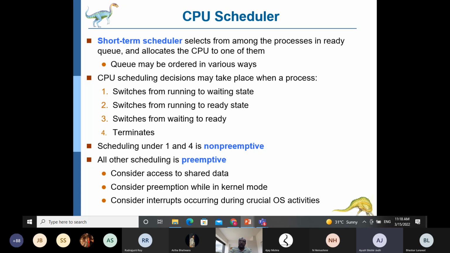So therefore, the process is leaving the CPU, again here also voluntarily. So a new process is required to execute. Out of these four cases, case one and case four are the ones where the scheduling is going to be non-preemptive scheduling.